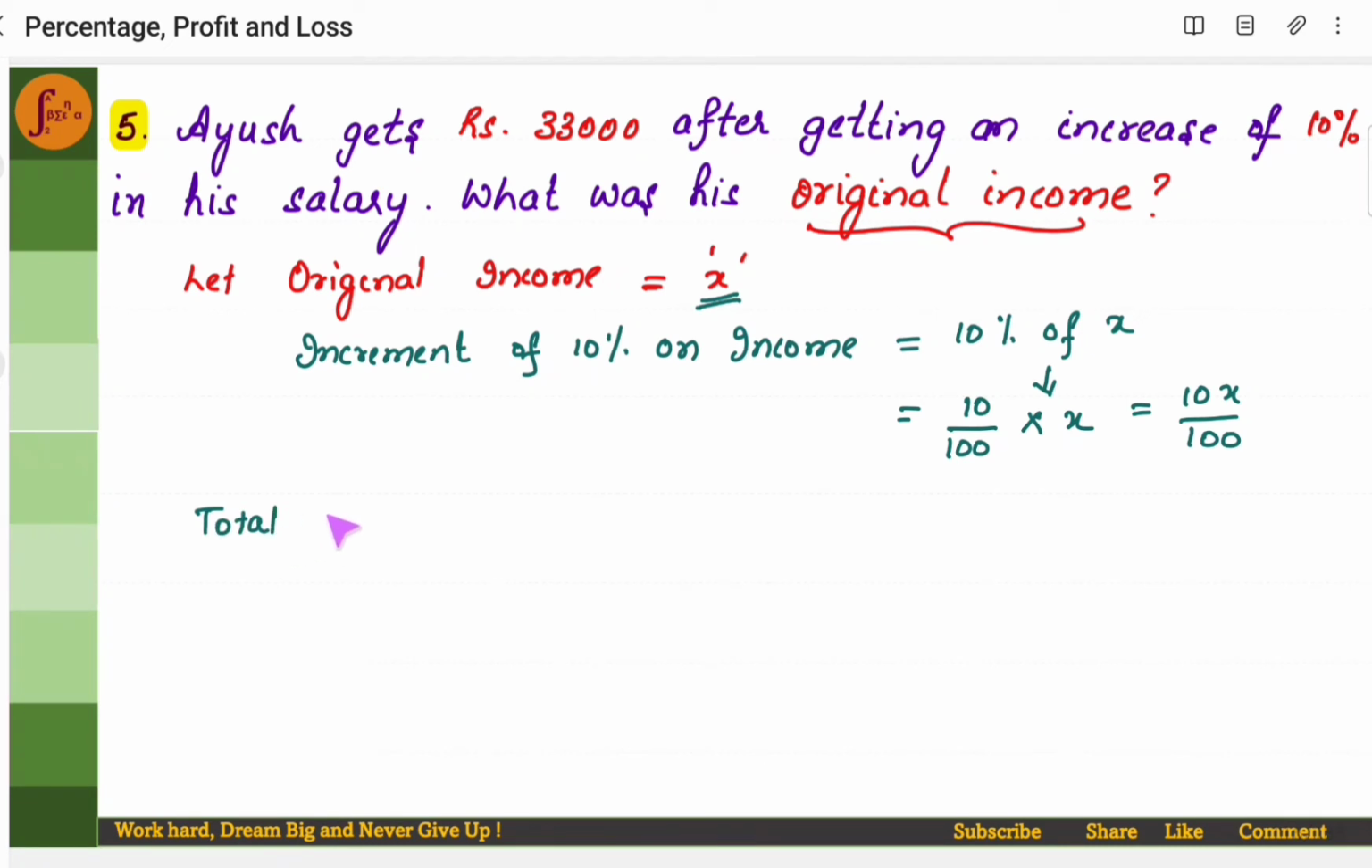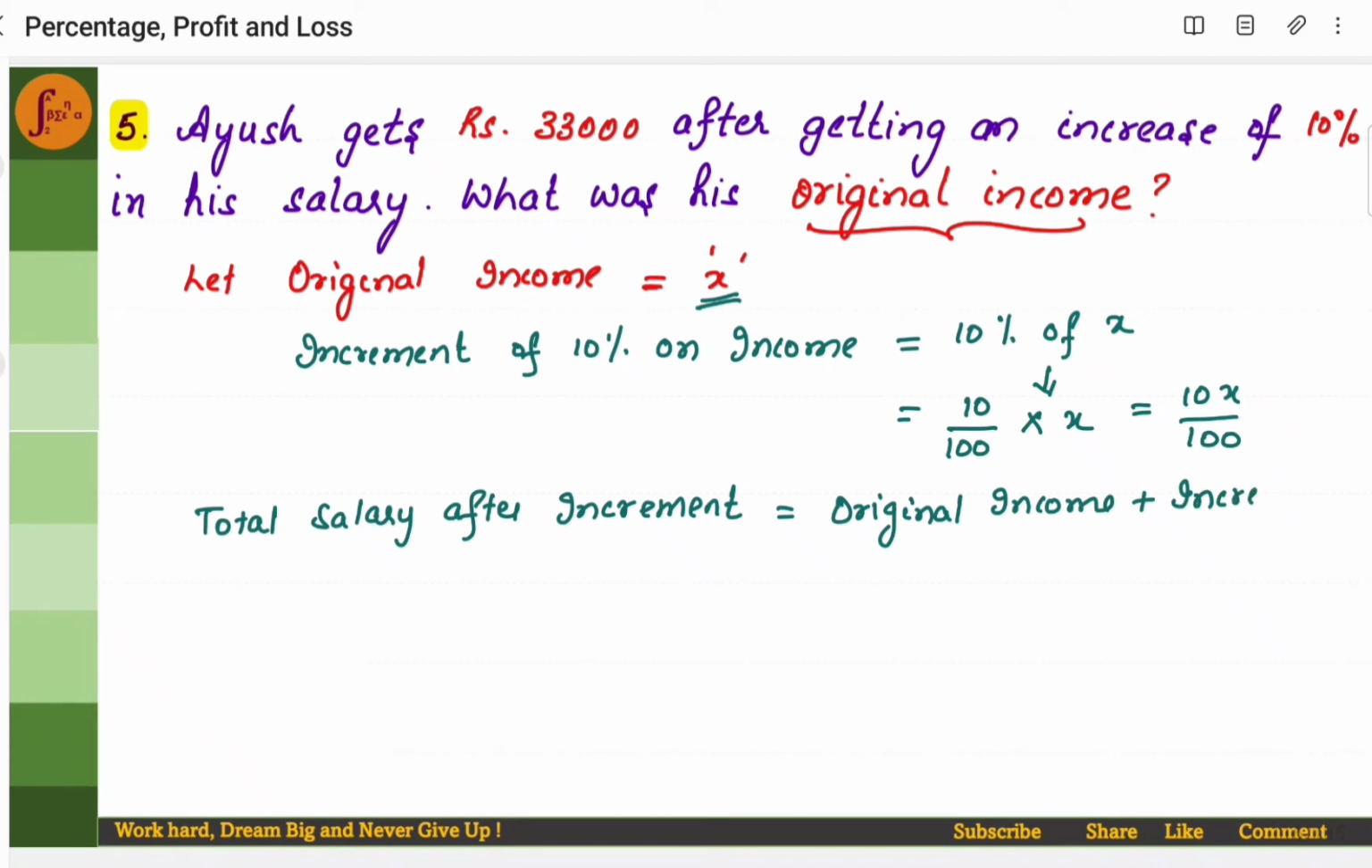And once he gets this increment, what will be his total salary? After increment, total salary would be original salary plus increment. What is original income? x. What is increment? This is the increment that he has got, 10x by 100. And the total salary is given as 33,000. Total salary is 33,000. Let's solve this and we'll get the value of x.